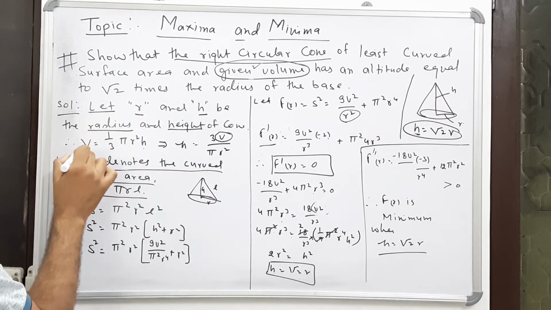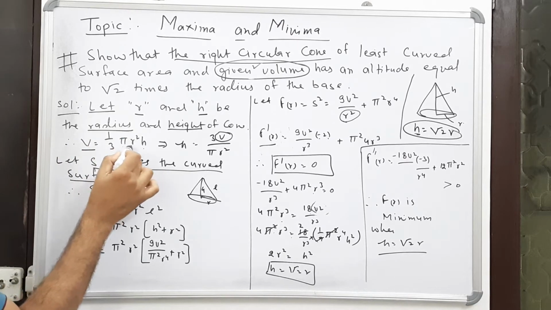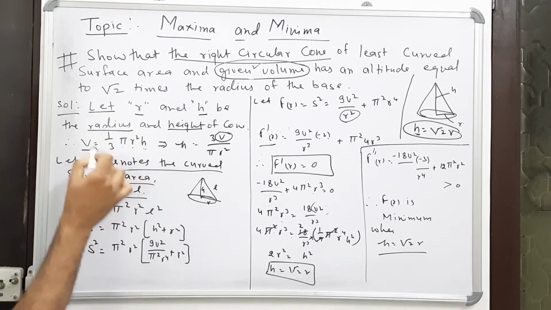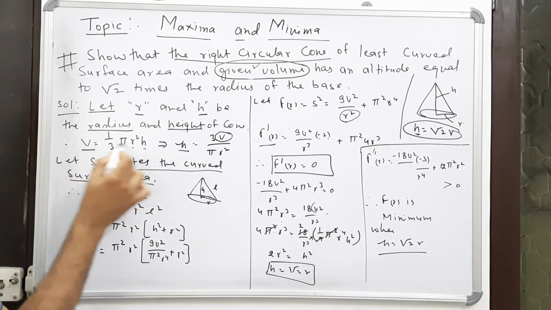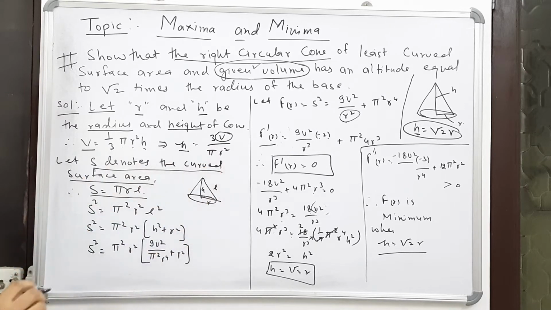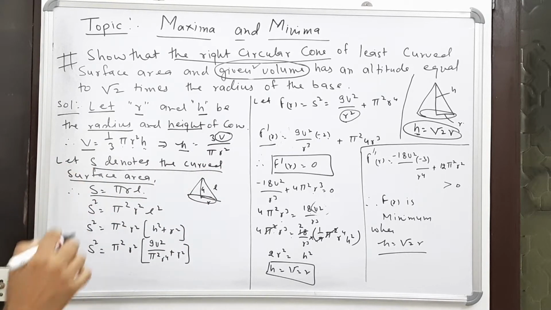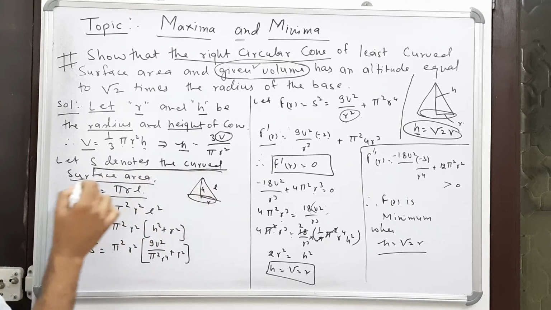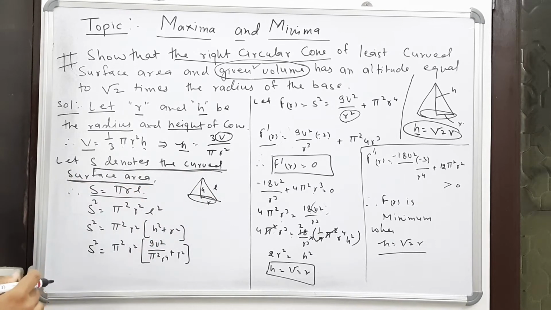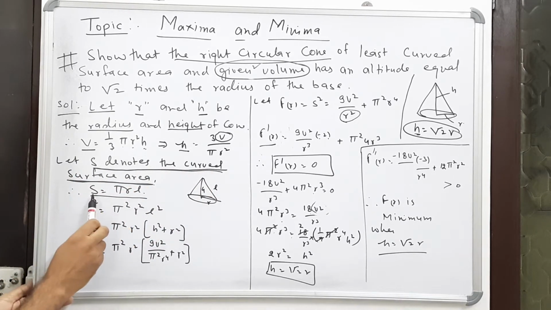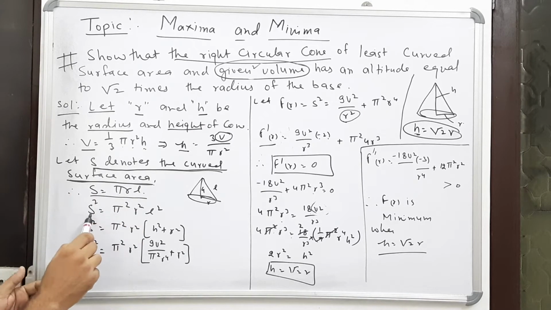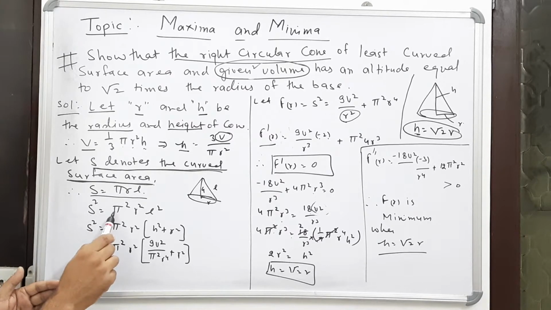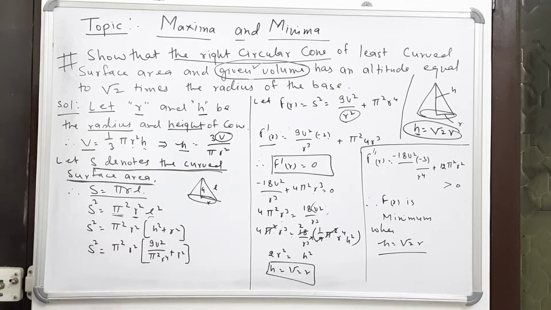Then what will be the volume? The volume is 1/3 pi r square h. So from this, if I calculate the height, it is 3V upon pi r square. Now, let S denote the curved surface area of the cone. You have read in the 9th class, curved surface area is pi r l. If I square it, S square is pi square r square l square.